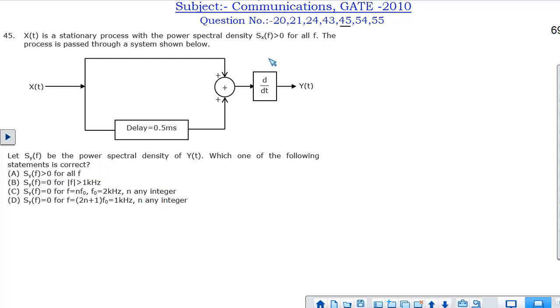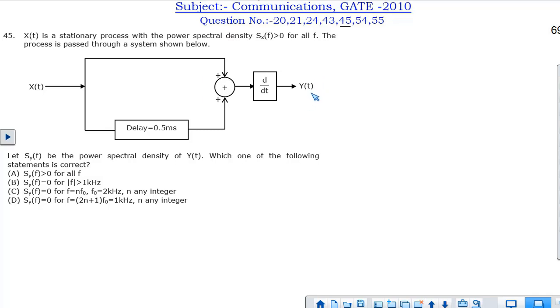Now if you look at the question, here the input power spectral density is given, there is a system and the output power spectral density is Sy(f). Then we can get the output power spectral density Sy(f) simply if we multiply the input power spectral density Sx(f) with the magnitude square of the system, that is represented in frequency domain, then we can get the power spectral density at the output.